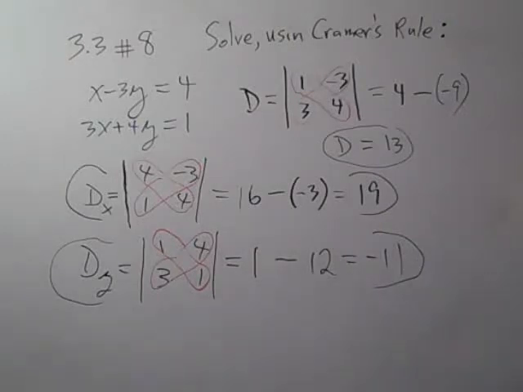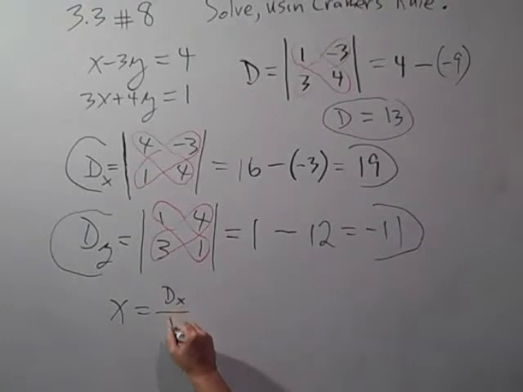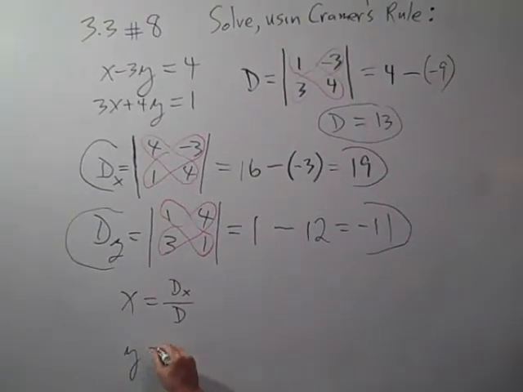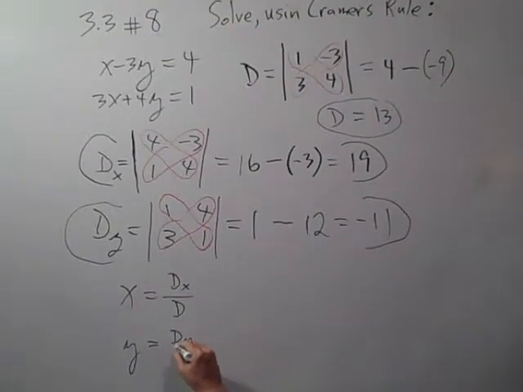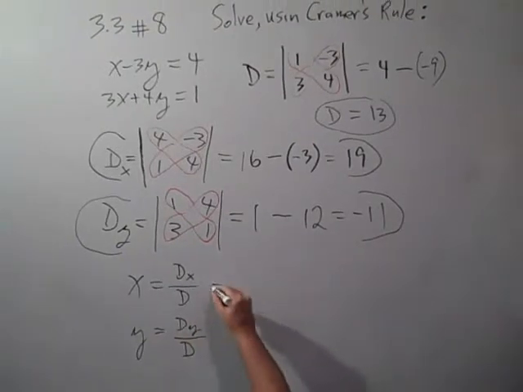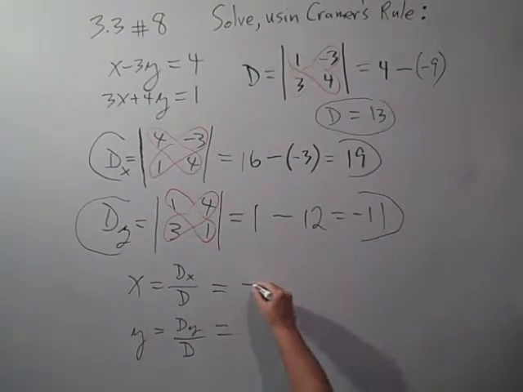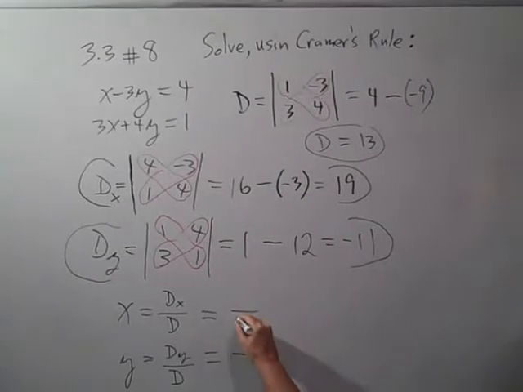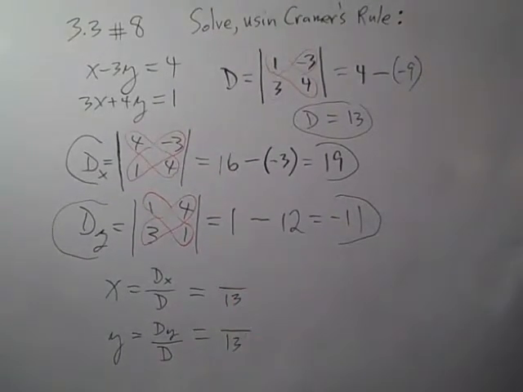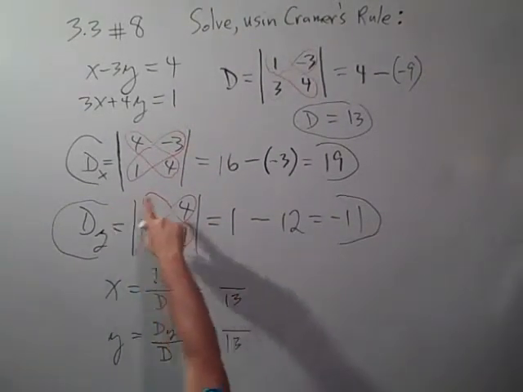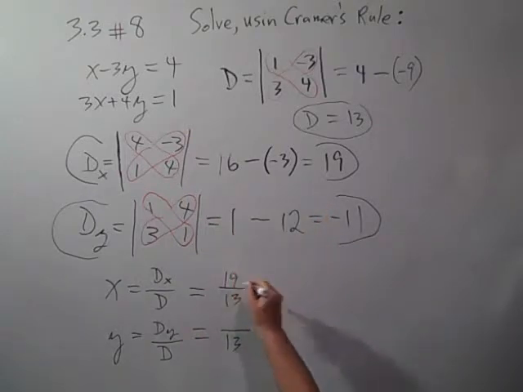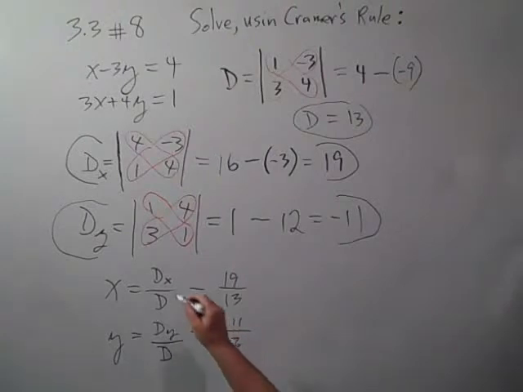So x, recall, is equal to D sub x divided by D, and y is equal to D sub y divided by D. So the D is 13 for both of these. D sub x we discovered was equal to 19, and D sub y we discovered was equal to negative 11. So those are our solutions for x and y.